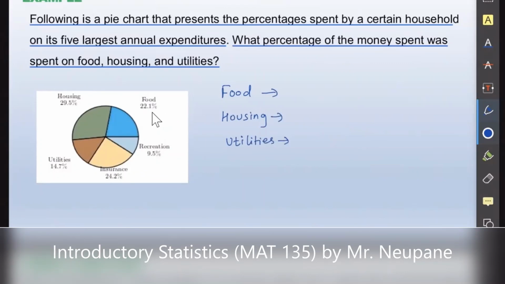Look at the pie diagram and tell me how much is spent on food. What do you see? 22.1%. 22.1%. Very good. How much is spent on housing? 29.5%. 29.5%. Very good. And then how much is spent on utilities? 14.7%.